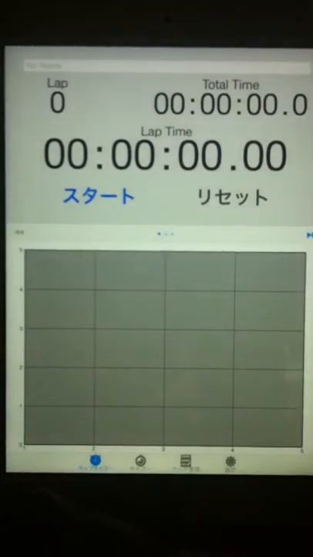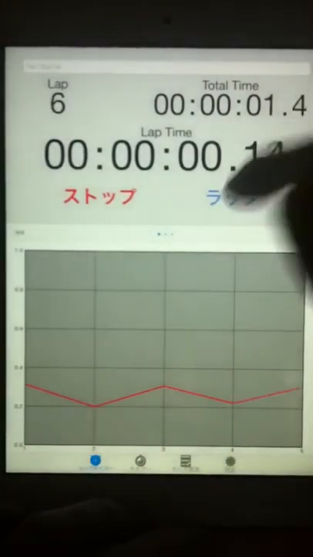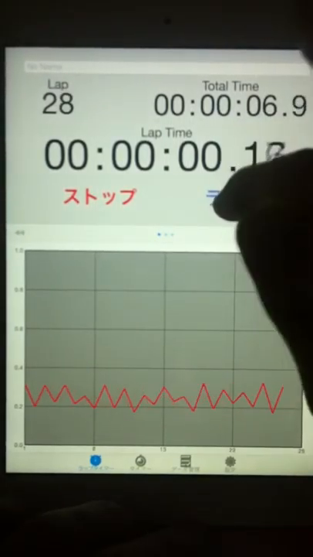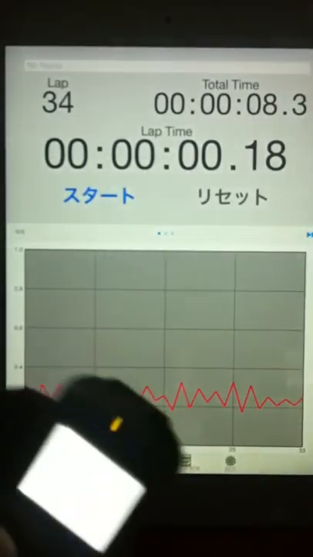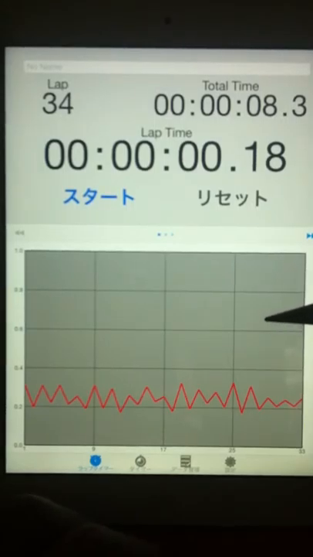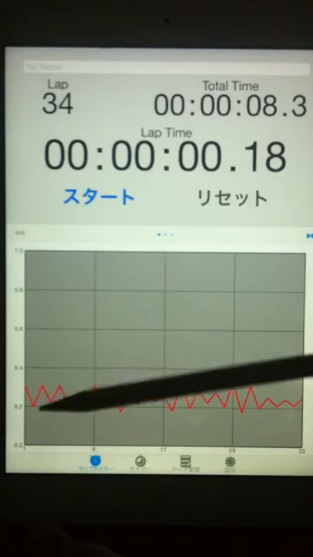1, 2, recording. 1, 2, 3, 4. Seconds divided by 3-4 laps, multiply to equal 0.49 seconds for one beat.